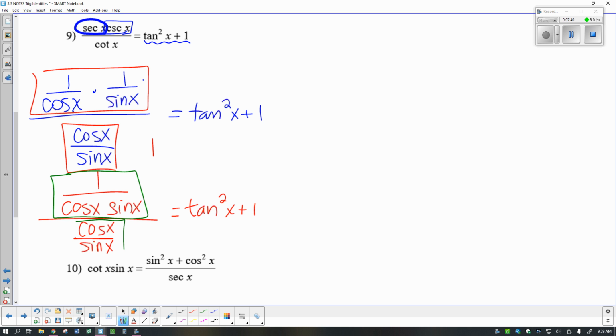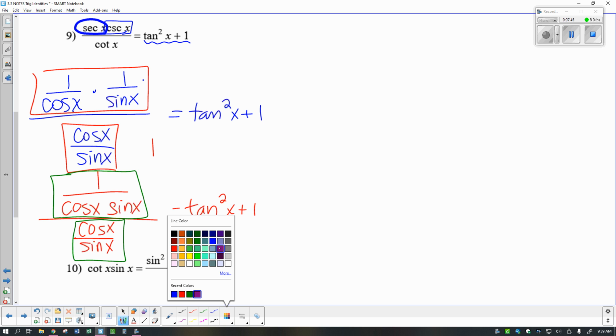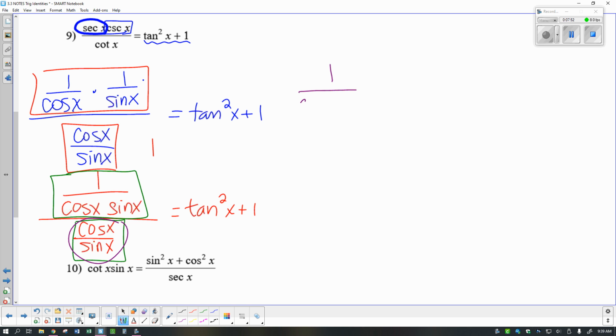Here's my first fraction divided by my second fraction. I can actually multiply the first fraction by the reciprocal of the second fraction. So what I'm doing is taking 1 over cosine x, sine x, and multiplying by the reciprocal of this fraction, which is sine x over cosine of x. Again, I still have this tangent squared x plus 1, and I'm bringing that along for the ride until I can figure out what that means to me.